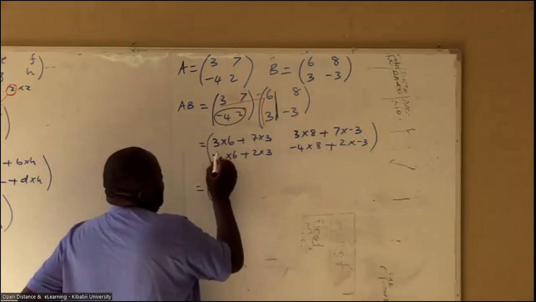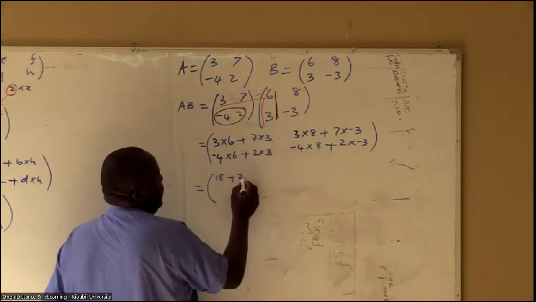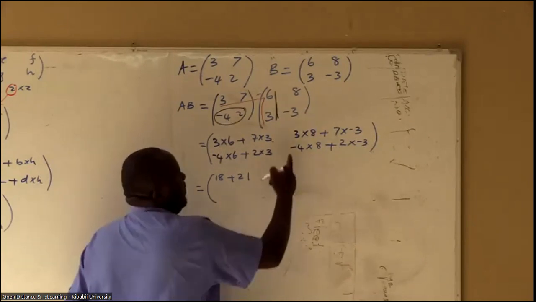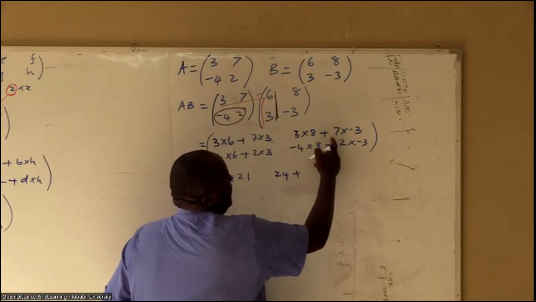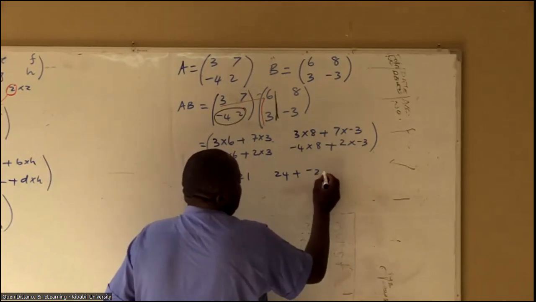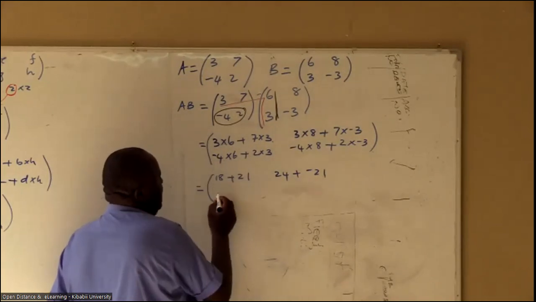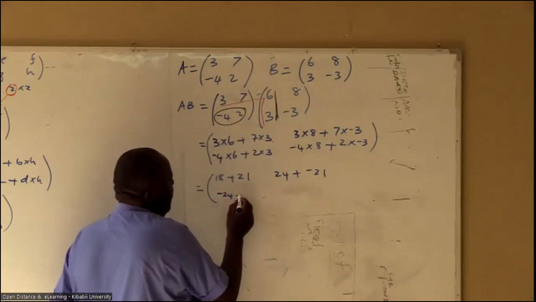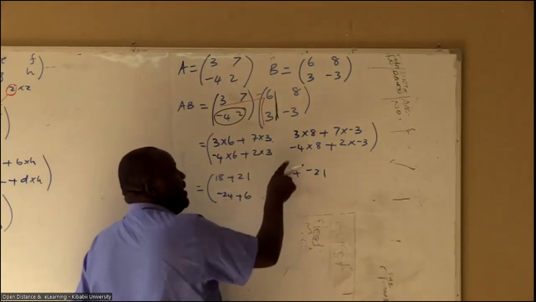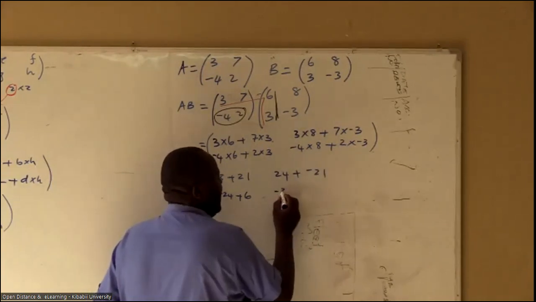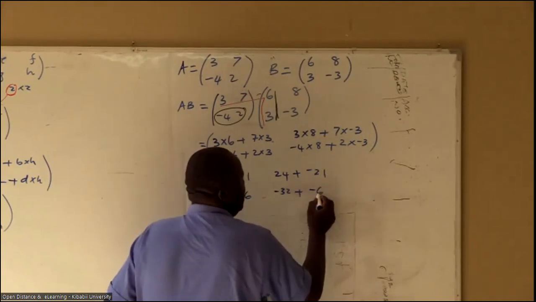Which gives us 3 by 6 is 18 plus 7 by 3, 21. 3 by 8 is 24 plus 7 by negative 3, negative 21. Negative 4 by 6 is negative 24 plus 2 by 3 is 6. Negative 4 by 8 is negative 32 plus 2 by negative 3 is negative 6.